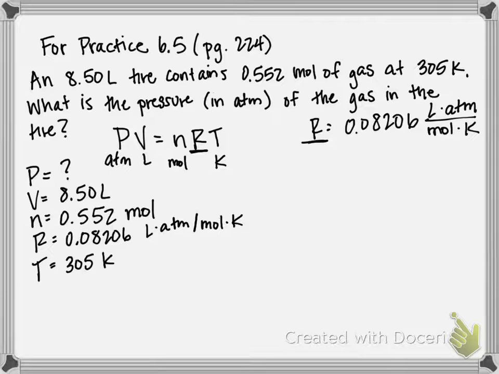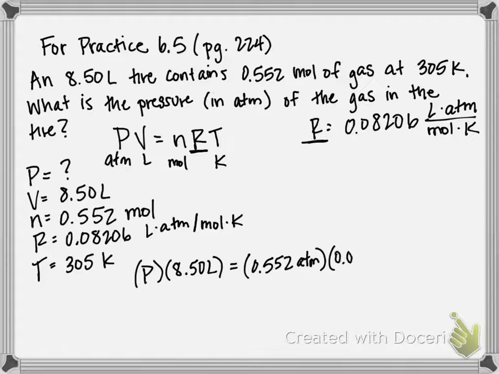So I'm going to go ahead and plug all my values in. P is what I'm looking for, so I'm going to leave that alone. V is 8.50 liters. It's equal to n, which is 0.552 moles, multiplied by our ideal gas constant, 0.08206 liters times atmospheres over moles times Kelvin. And our temperature is 305 K. So now, to get P by itself, we're going to divide both sides by that 8.5 liters.